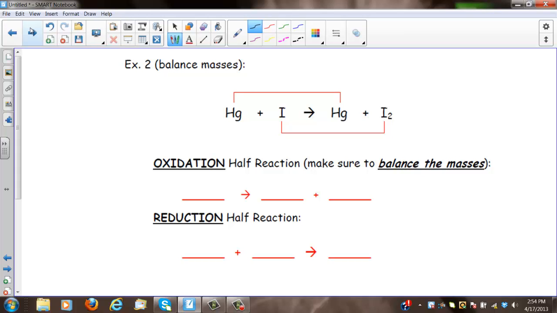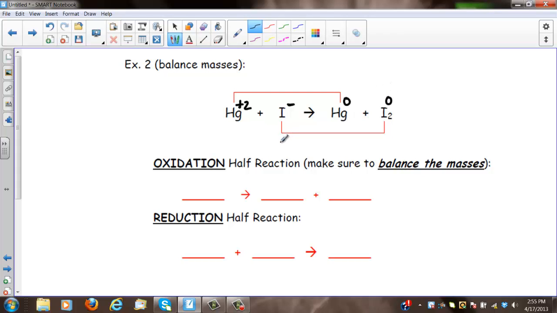Here's an example where you have to balance masses. First of all, there are some charges missing here. This should be a plus 2 on the Hg, and this should be a negative 1 here on the iodine. So they have charges that came with them. So the rest of our charges, Hg is by itself, it's 0, and I2 is by itself, it is 0.